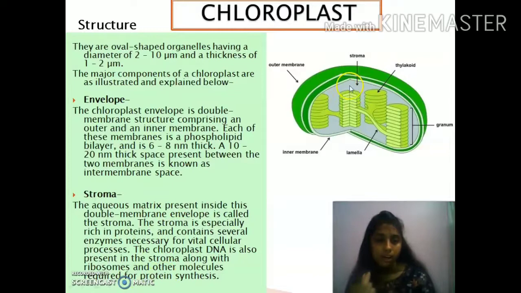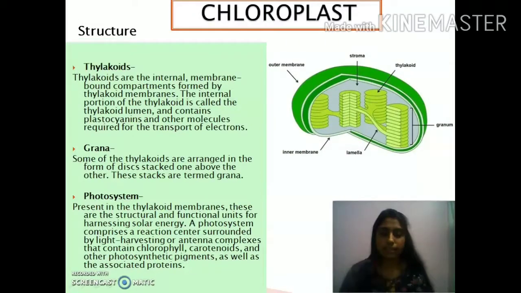It is the ground or the liquid aqueous matrix which is present inside the chloroplast, and the stroma holds the different structures like the chloroplast DNA, the ribosomes, the different types of solute substances, then several proteins, enzymes, and all these things are present within the stroma. Clear? Let's continue with the structure of chloroplast.